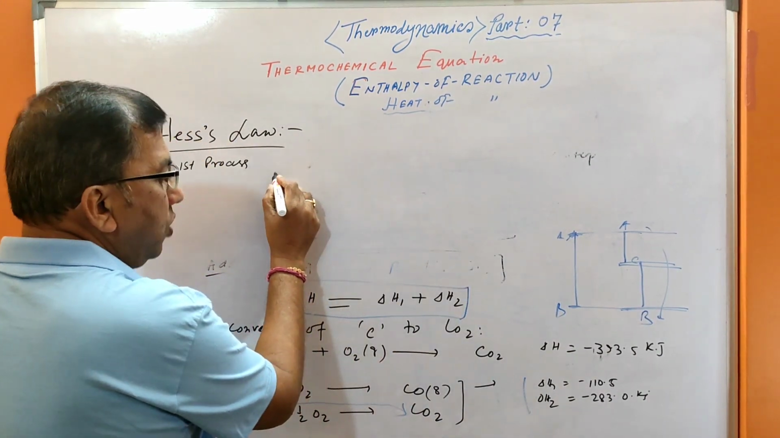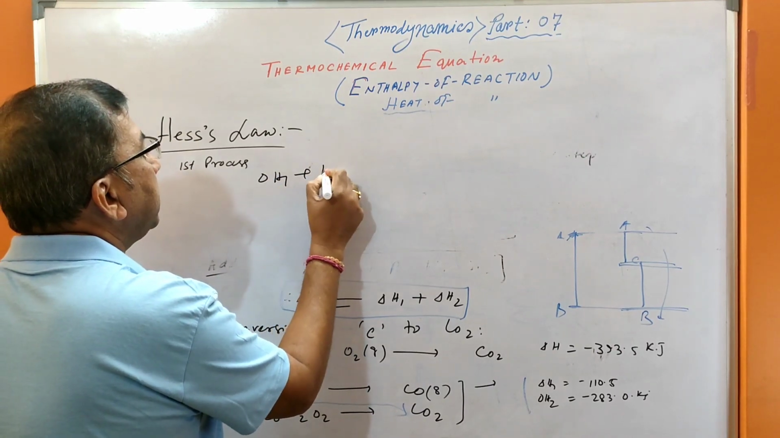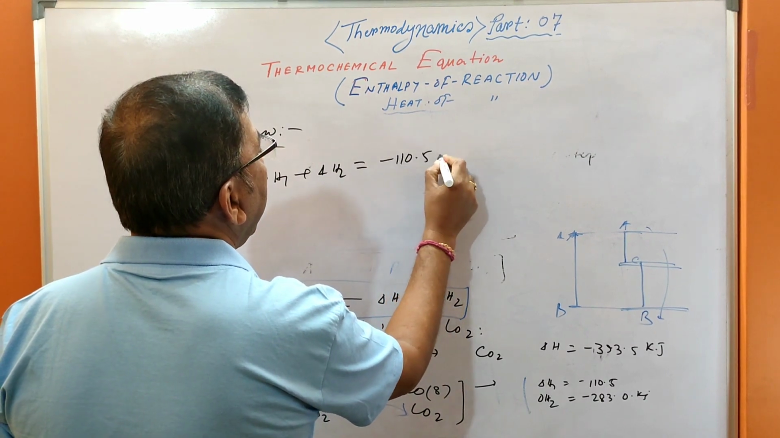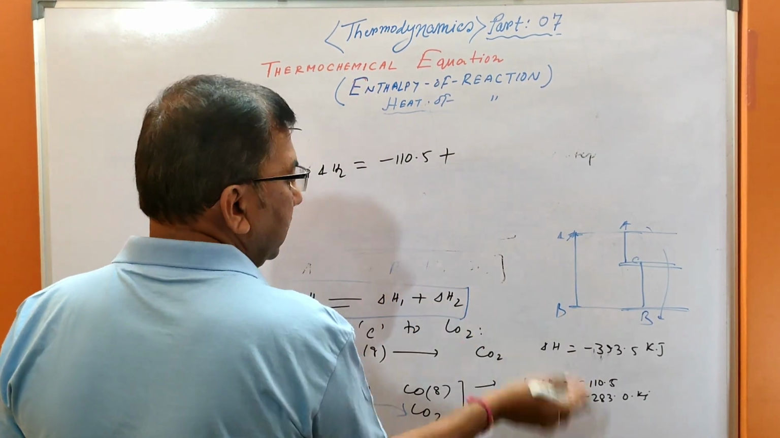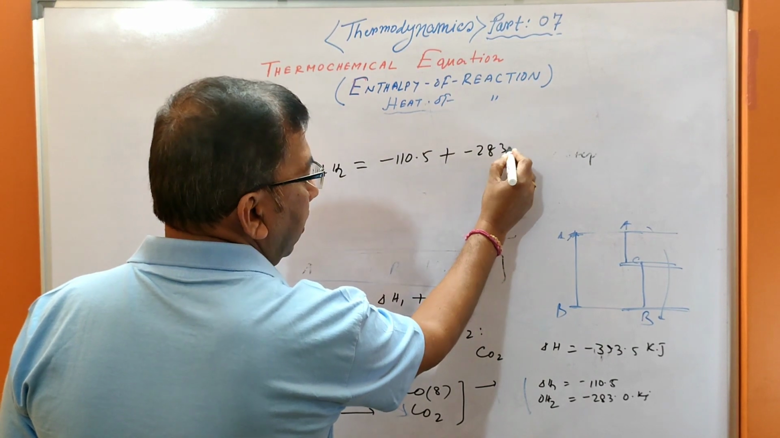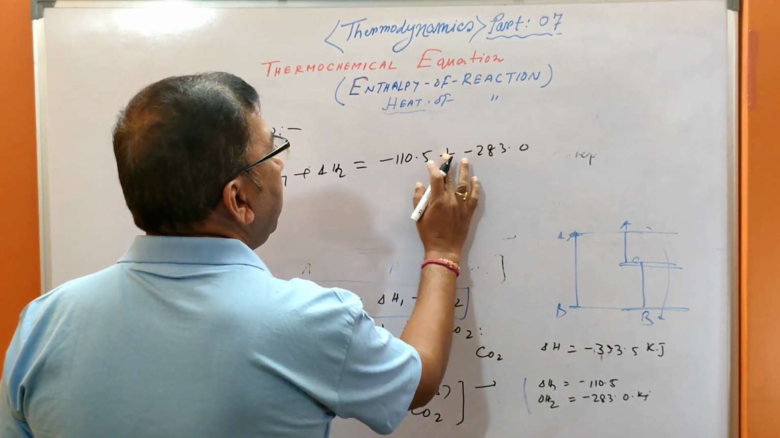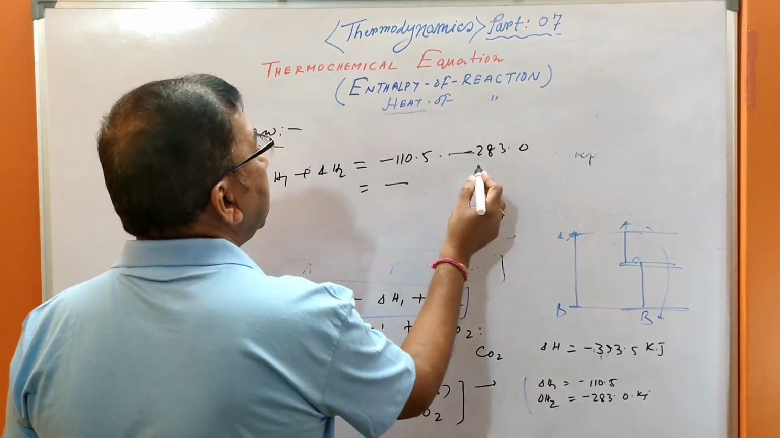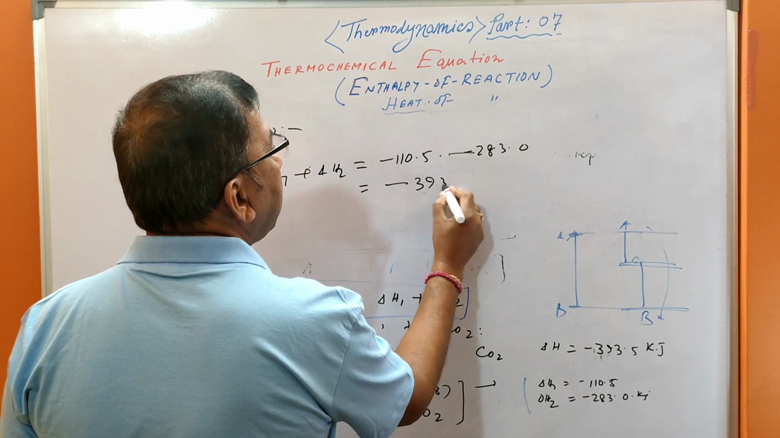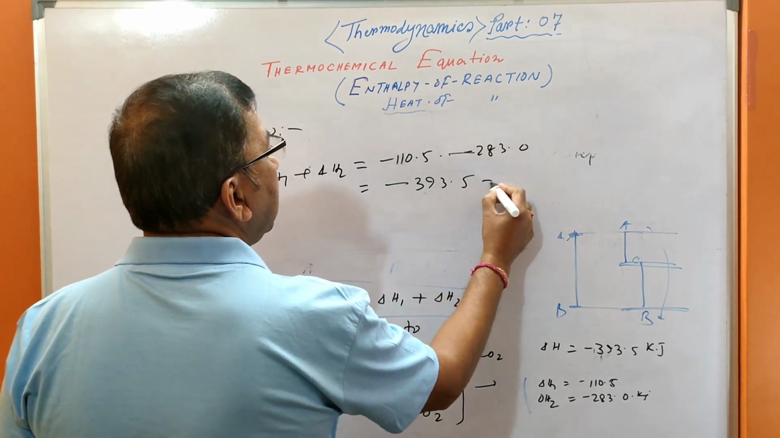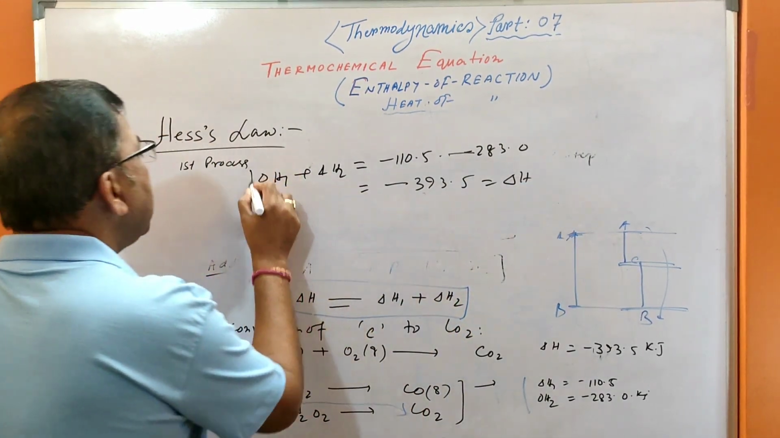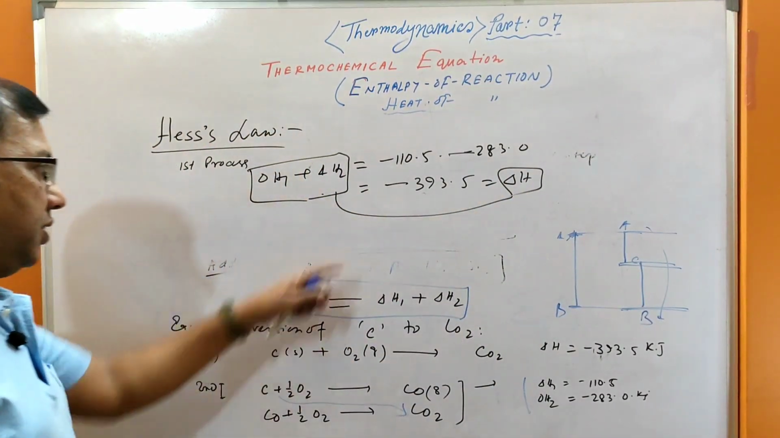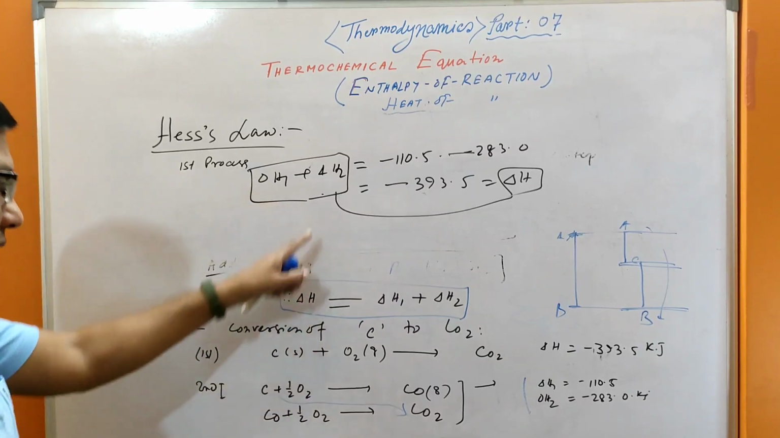That is delta H1 plus delta H2 equals what we got? Minus 110.5 plus minus 283.0. That will be minus. So minus this and minus this. What will be the answer? Minus 393.5, which equals delta H. Hence it is proved: delta H1 plus delta H2 equals delta H. Clear? This is Hess's law, by giving an example.